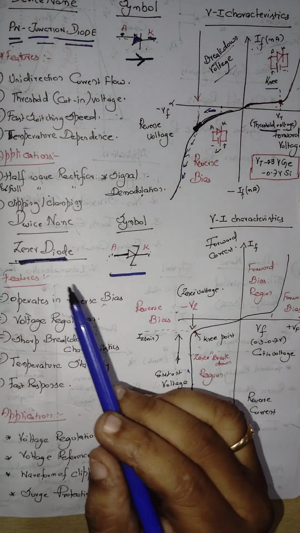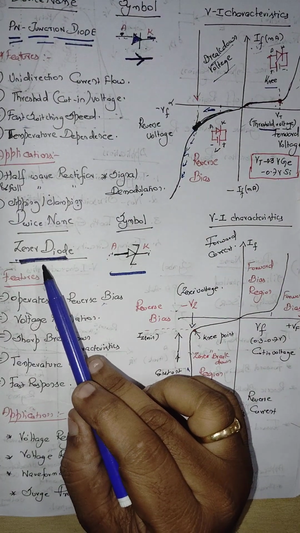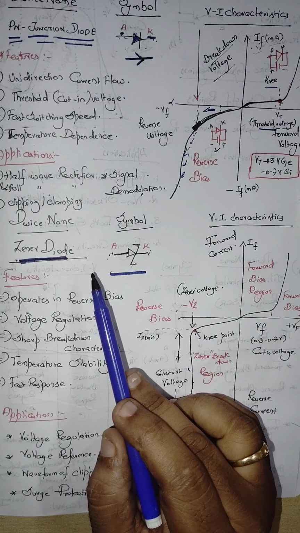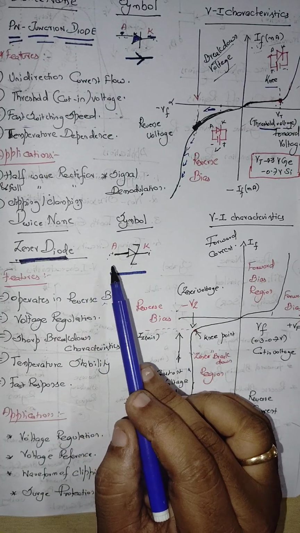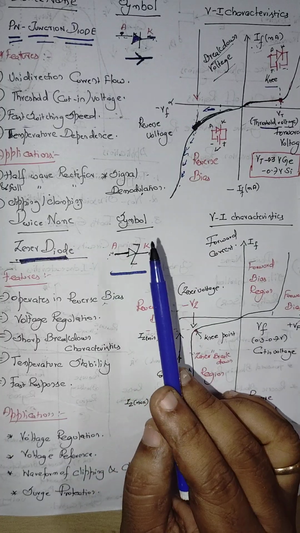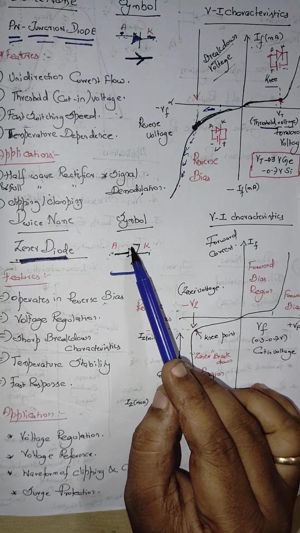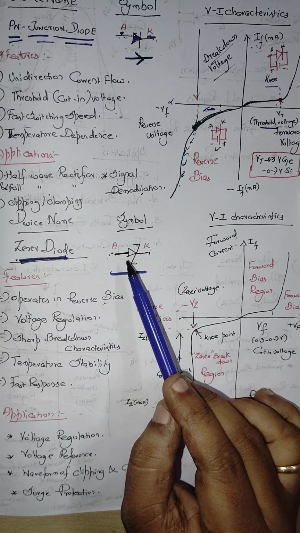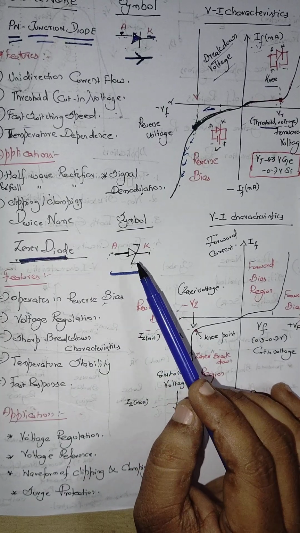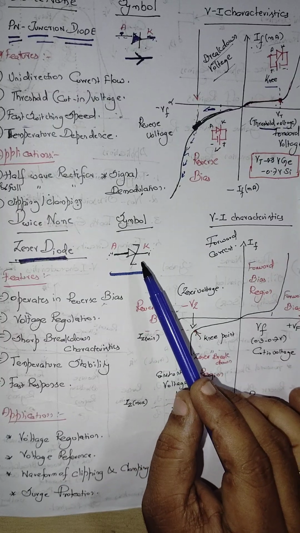Good morning all. So the next topic is the VI characteristics of Zener diode. Zener diode is also similar to the PN junction diode. It is also a two-terminal device, so it will also have the anode and cathode. In the symbol, there will be one Z representation. That is the only difference between the Zener diode and the PN junction diode in terms of symbol.